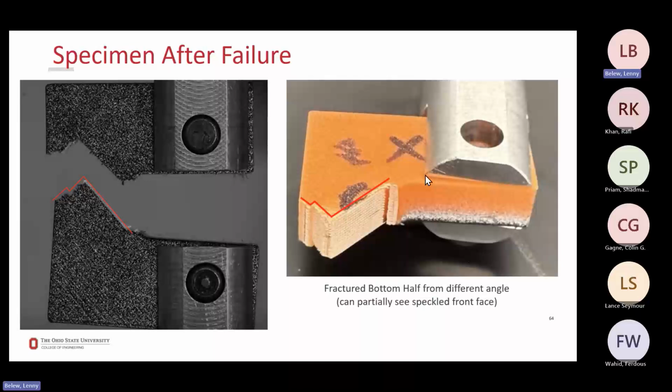Here are some pictures of the specimen after failure. So here we see very sharp, almost 90-degree changes in the crack path. You can see a very slight one down here, and then the initial large one here. This here on the right side is going to be the bottom piece, but looked at from kind of an obscure angle. You can see the spray painted face here, so we're looking at the back. But again, it's just another visual of this kind of stepped fracture that we see.